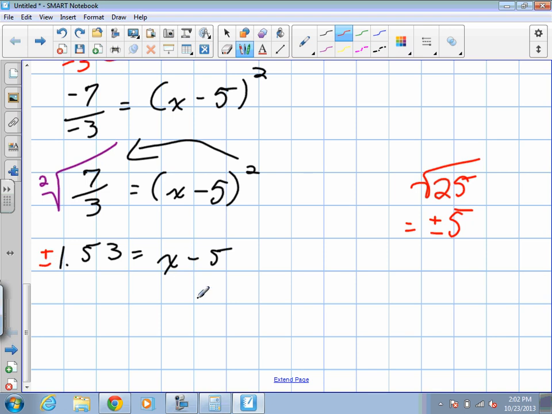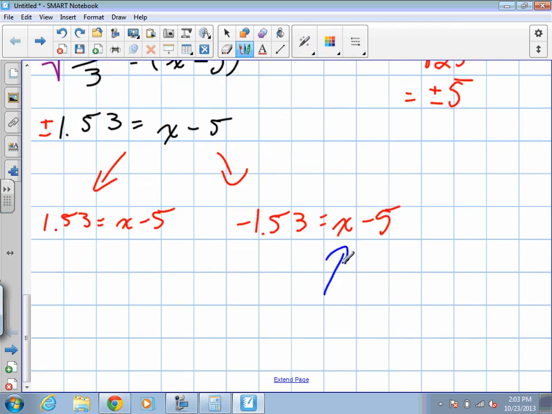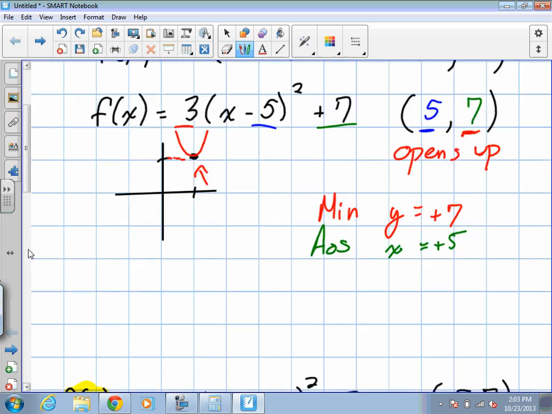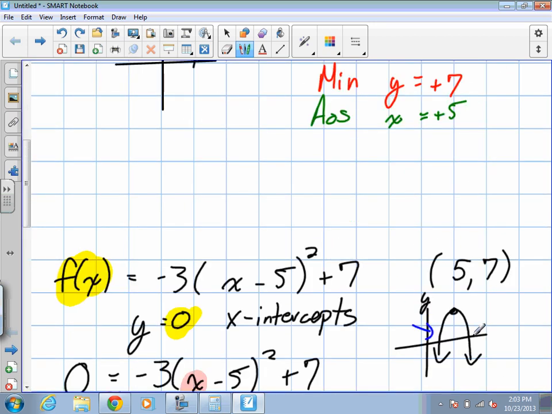So at this point, we would split the equation. We have positive 1.53 is equal to x minus 5. And we have negative 1.53 is equal to x minus 5. So what that means is we're going to get 2 different x values. And let's go back up to our logic. How many x-intercepts should we have? 2. Okay, so we need to get 2. There's not just one x-intercept in this question. So we'll continue a little farther. They're not nice whole numbers, but that's fine.